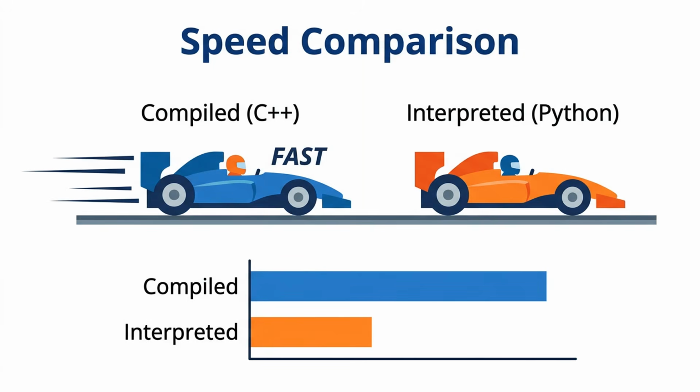One of the biggest differences you'll notice is speed. Compiled programs are generally much faster during execution. Why? Because all the translation work is done beforehand. By the time you run the program, the machine code is already ready to go at full speed. Interpreted programs carry a performance overhead because the interpreter is doing translation work while the program is also trying to run. It's like trying to drive a car while also building it. That's going to slow you down.